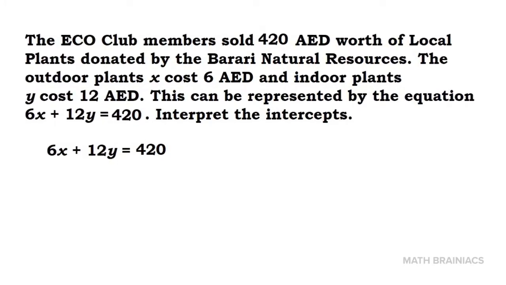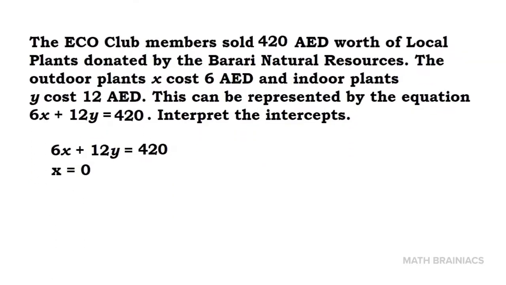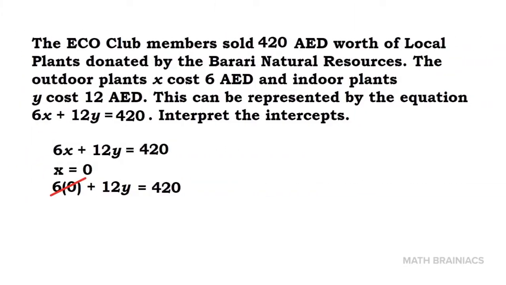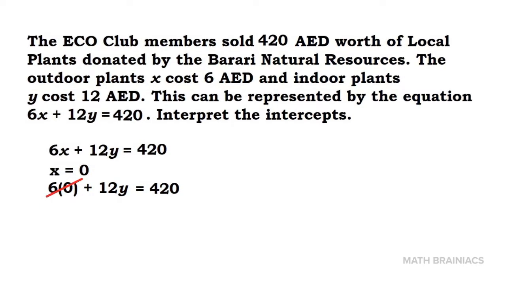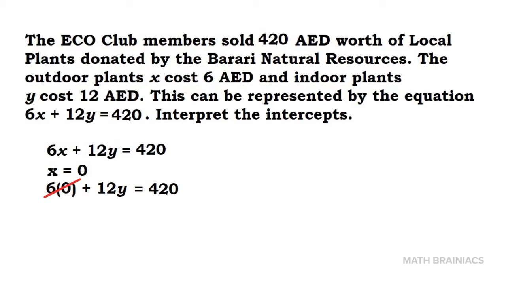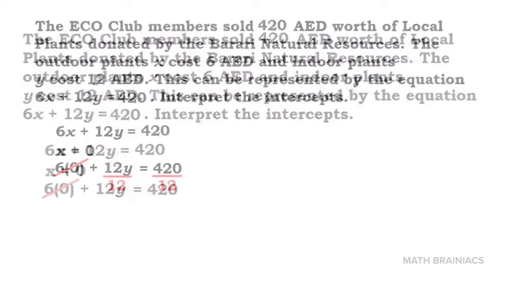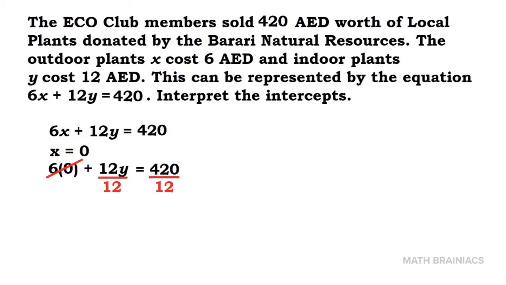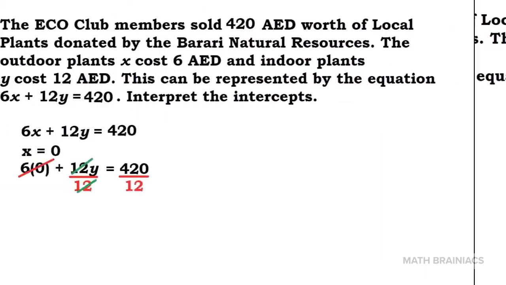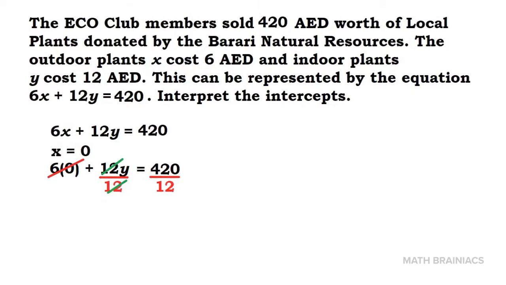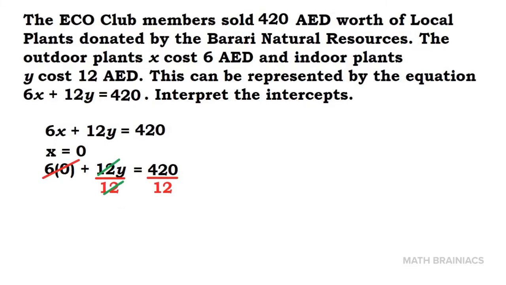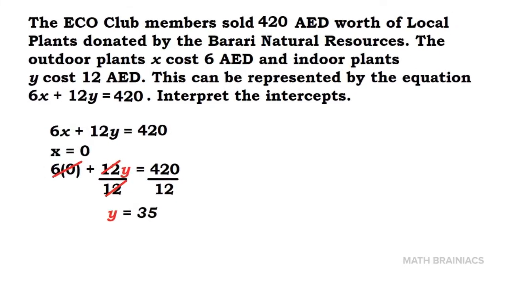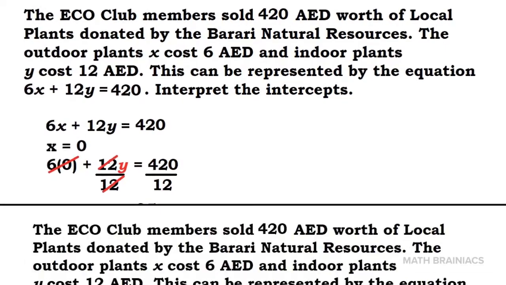6x + 12y = 420. Let us set x equal to 0. Substituting x into the equation, 6 times 0 + 12y = 420. We can right away cancel out the 6 because it was multiplied with 0. To solve for y, we're going to divide both sides by 12. And we can cancel out the 12 on the left side. Accordingly, we can work on 420 divided by 12, which will give us 35. y = 35.